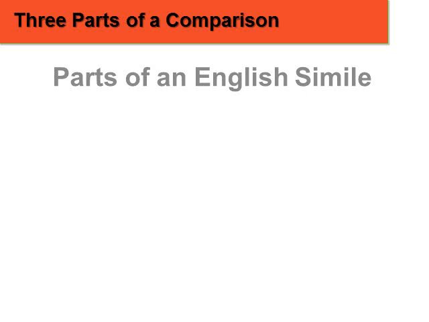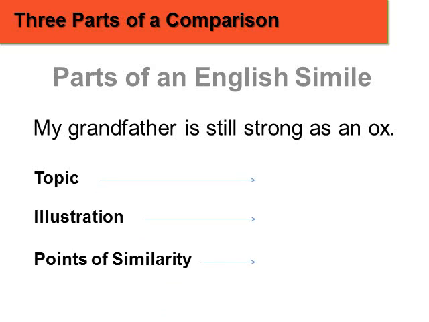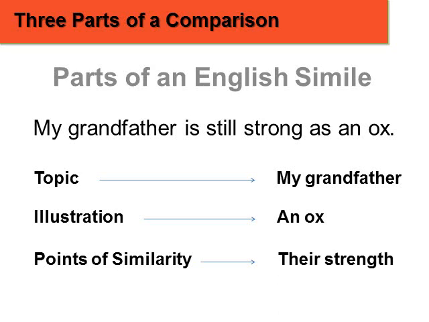Let us look at the parts of a simile in English. My grandfather is still strong as an ox. Remember, the three parts we are looking for are topic, illustration, and points of similarity. In this sentence, the topic is my grandfather. That is who is being talked about. The illustration is an ox. That is what my grandfather is being compared to. The point of similarity is that they are both strong.